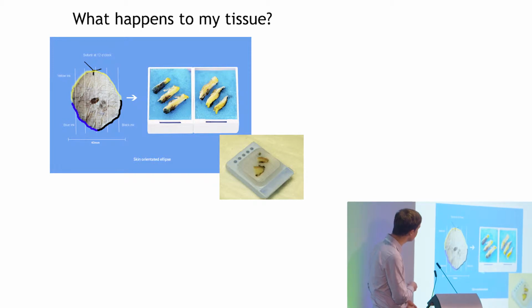We then place the slices into plastic cassettes, which are processed overnight to dehydrate the tissue, and then embedded in paraffin wax to form a tissue block like this. The paraffin block is then trimmed extremely thinly to produce very thin, delicate slices, which are mounted onto glass slides and then stained with dyes so that we can visualize the cells within the tissue.